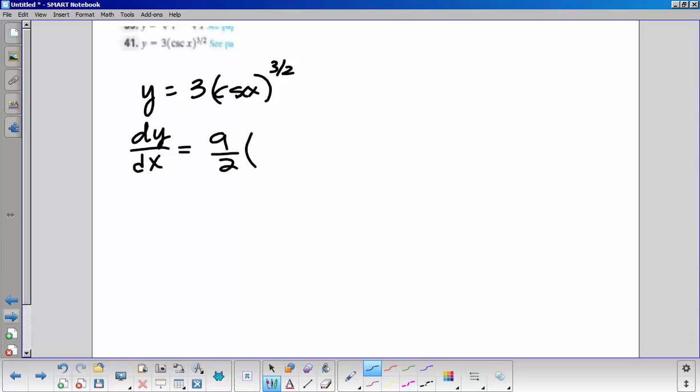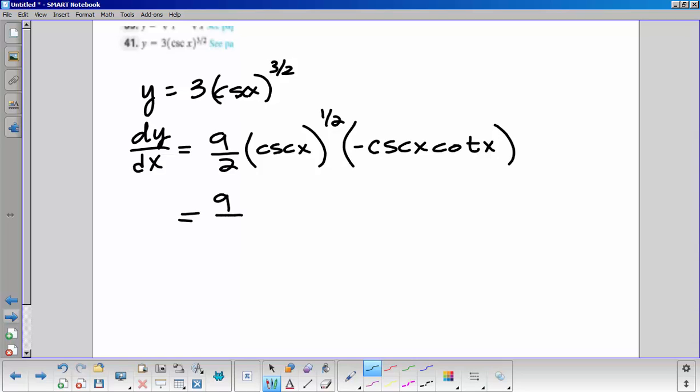I was getting there. Skylar was laughing at me. And then function, lower the power 1. 1 half, times the derivative of the inside, which is? Negative. Yeah. Okay. So this is 9 halves.